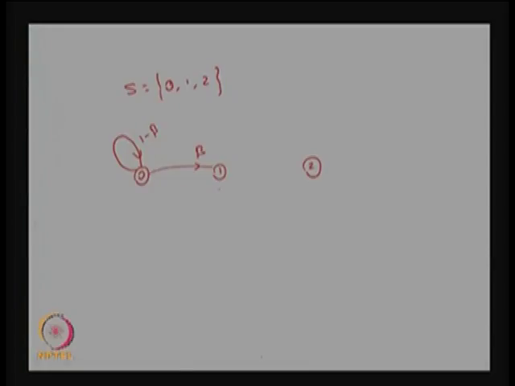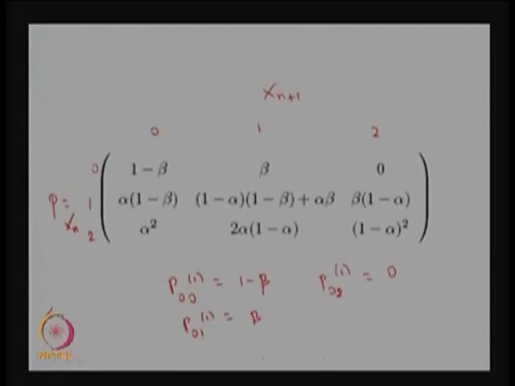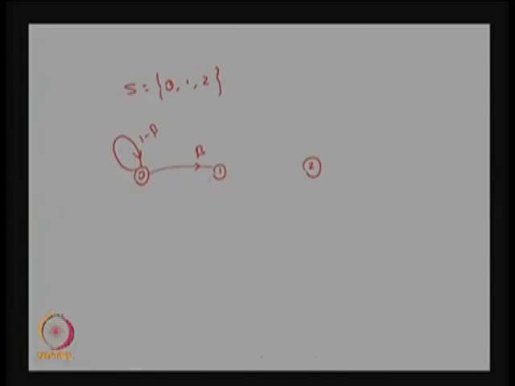And similarly, now we can go for filling the second row. So, 1 to 0 is alpha times 1 minus beta, 1 to 1 is 1 minus alpha times 1 minus beta plus alpha beta, and 1 to 2. You have all three probabilities greater than 0. Therefore, the arc 1 to 0 is alpha times 1 minus beta, 1 to 1 is 1 minus alpha times 1 minus beta plus alpha beta, and 1 to 2 is beta times 1 minus alpha.